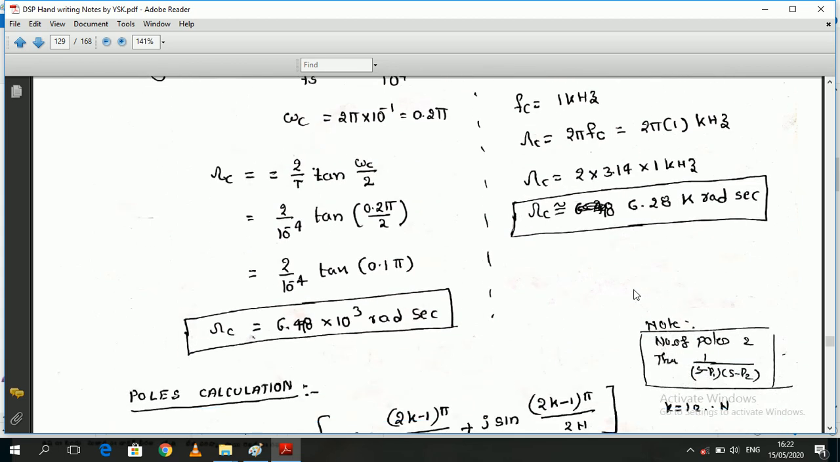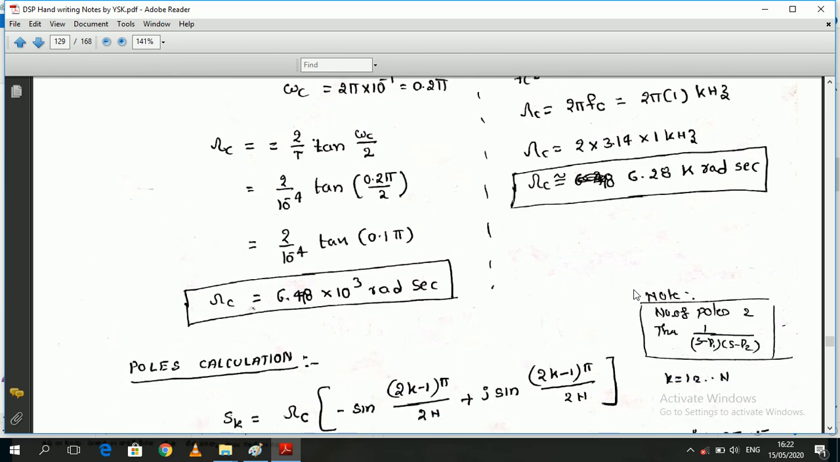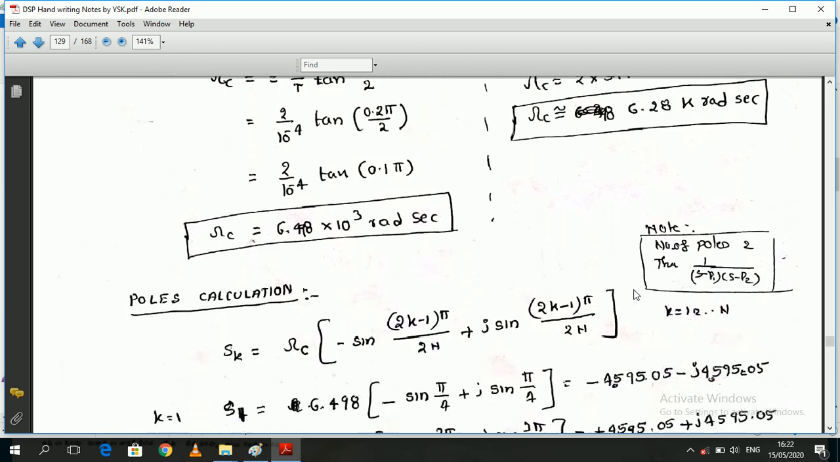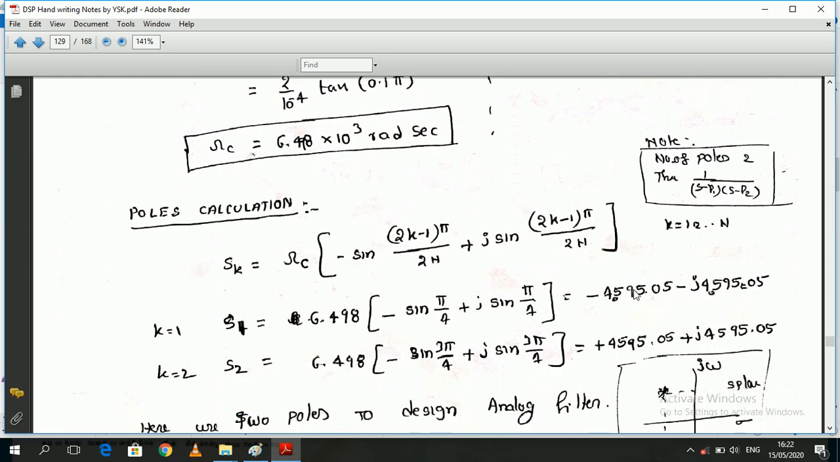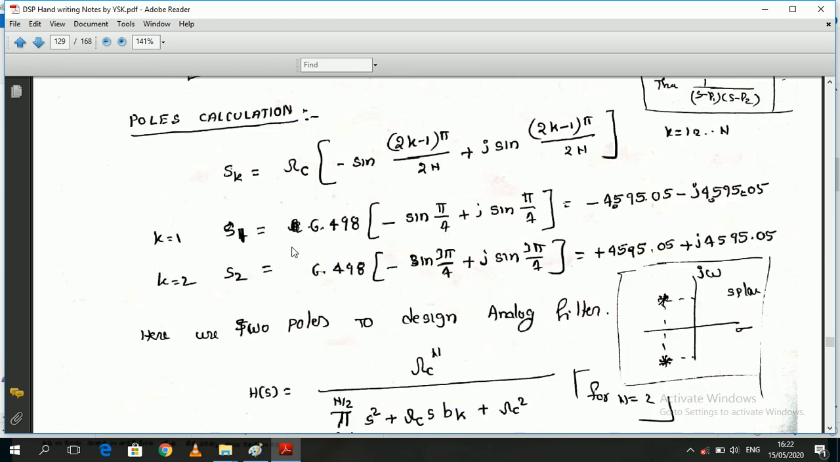So now everything is with you. The cutoff frequency is there, and also n equal to 2 is given. The second order means 1 by (s minus p1) times 1 by (s minus p2). This is the rough work. You want to find the poles because you want to design an analog filter, right? s_k, two poles, so that s_1 and s_2.